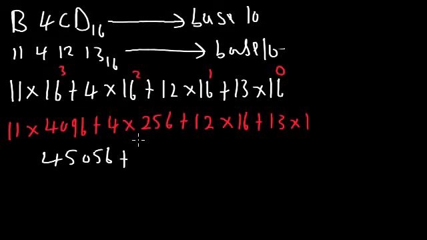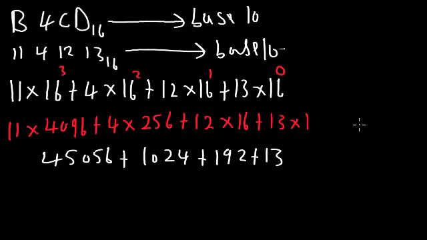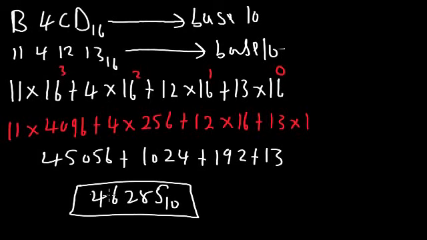And I'm adding that to 4 times 256, and that results in 1024. And finally, or second to the last, I have 12 times 16, and that is 192. Then I have the final one to be 13 times 1, which is 13. So to get my final result, I'm just going to add all these things together, and boom, I should have my final result. So 45,056 plus 1024 plus 192 plus 13 should result in 46,285. And this is my final answer in base 10.